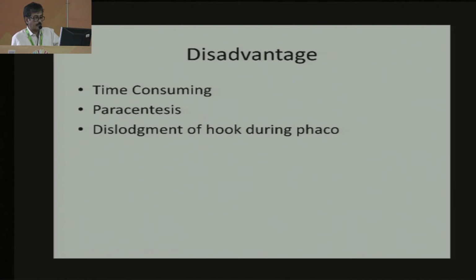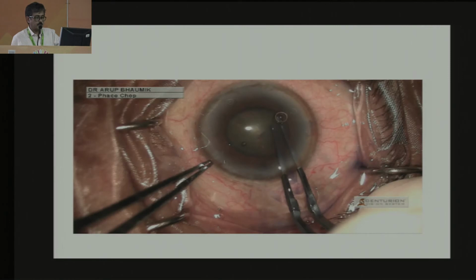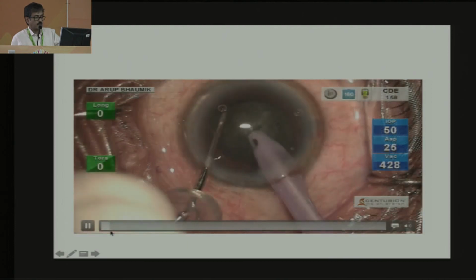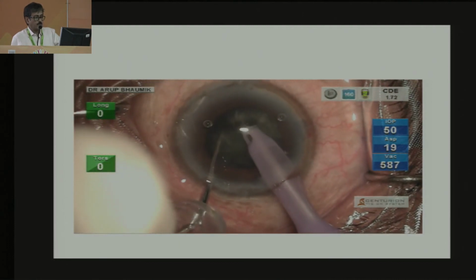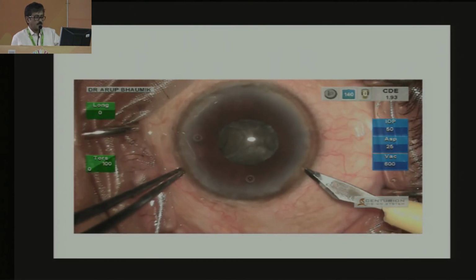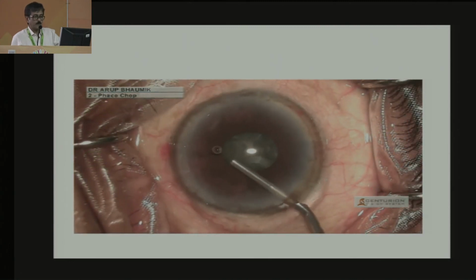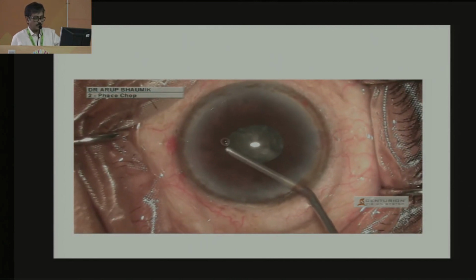You need an extra paracentesis, and the most important disadvantage is dislodgement of the hook during phaco, because the long end of the iris hook can touch the adnexa and dislodge the hook during surgery. This is a particular case. I started when the pupil size was more than 5.5 and suddenly it came down because it was IFIS, and I planned this particular case. I always prefer iris hook over any pupillary device.